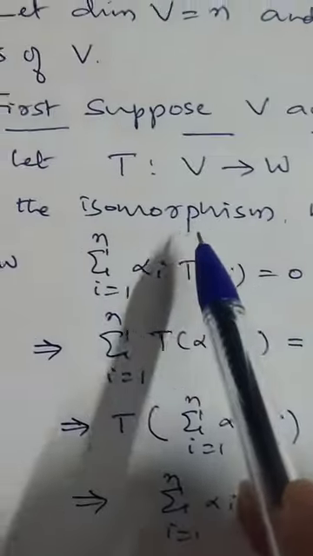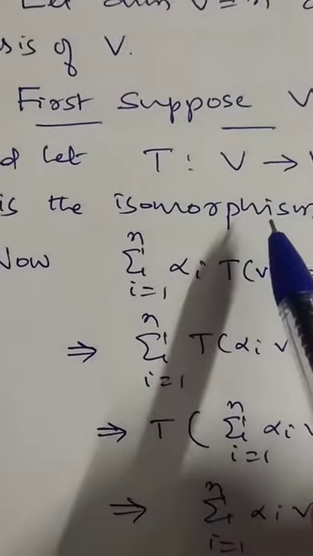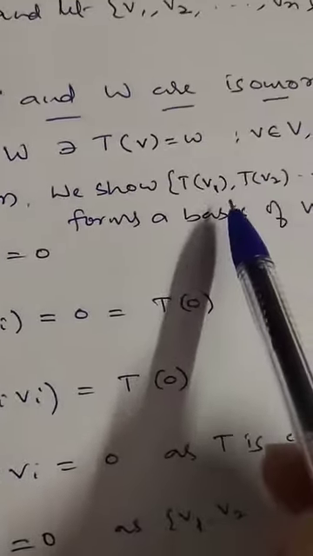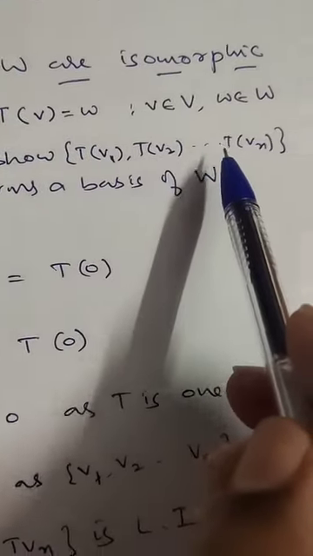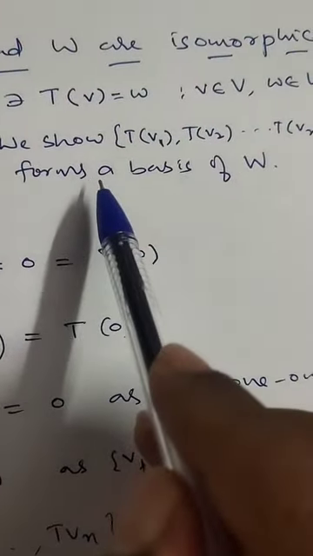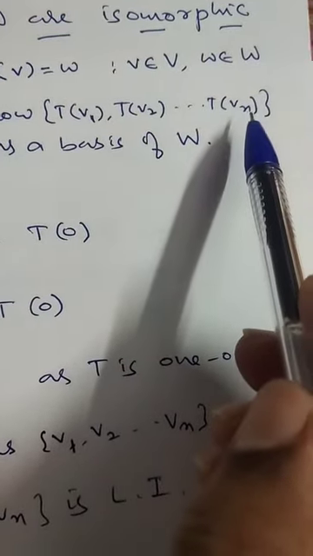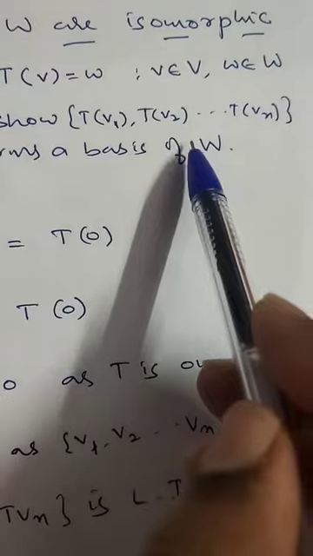Okay. So they were given that V and W are isomorphic, which means T is an isomorphism. So now that T is an isomorphism, we show that T of V1, T of V2, etc., T of Vn forms a basis of W. Therefore there are n basis elements, and therefore the dimension of W also becomes n.